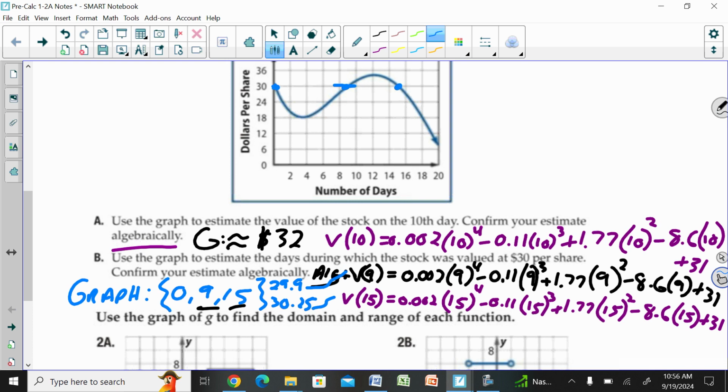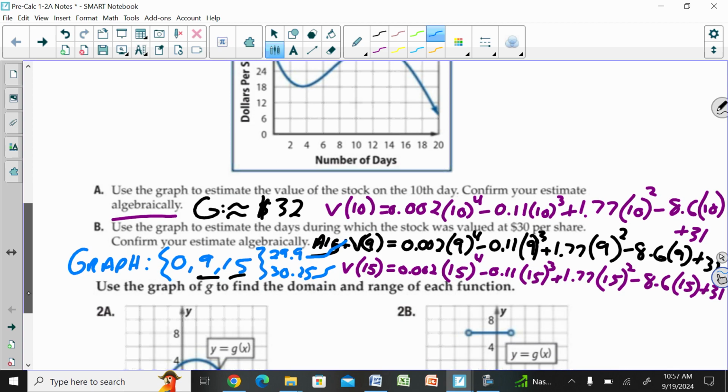And this one here is going to come out to 30.25. So you notice it wasn't exactly 30, but the estimates were pretty close. We're at 29.9 and 30.25 on those days. So it was pretty darn close there. All right, so let's move on to the next section here.